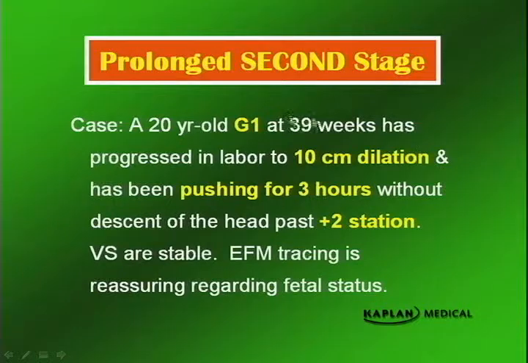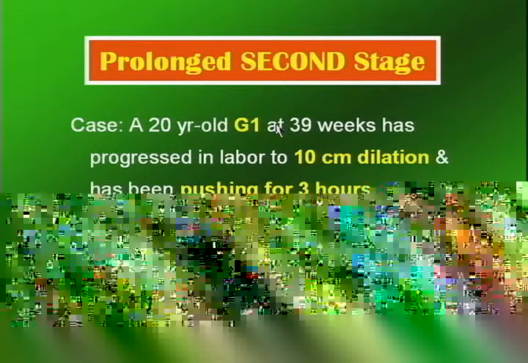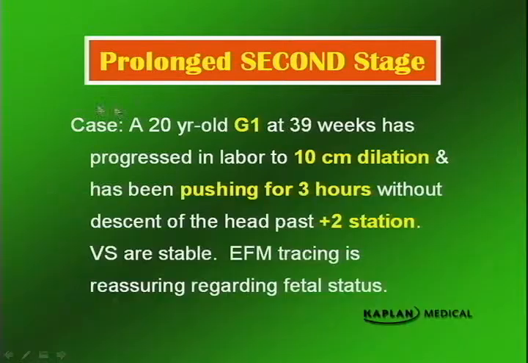All right, prolonged second stage. Remember, the second stage is already fully dilated, and now it's pushing the baby out. A 20-year-old gravid 1 at 39 weeks has progressed in labor to 10 centimeters dilation. That's complete dilation. She's been pushing for 3 hours without descent of the head past +2 station.